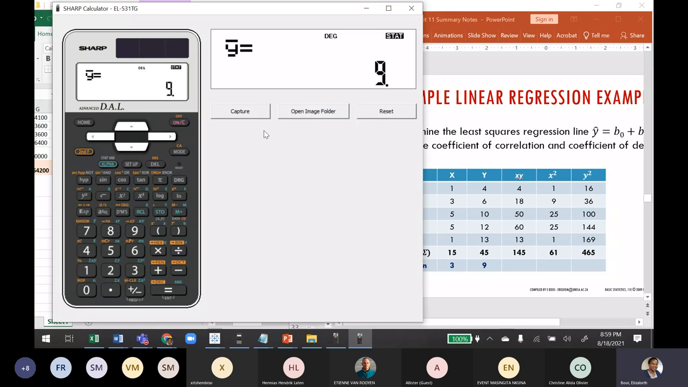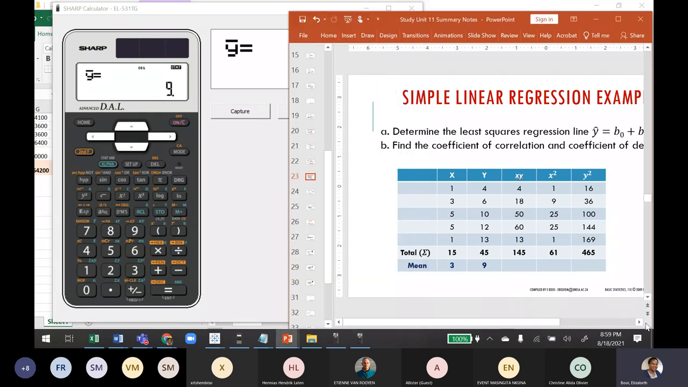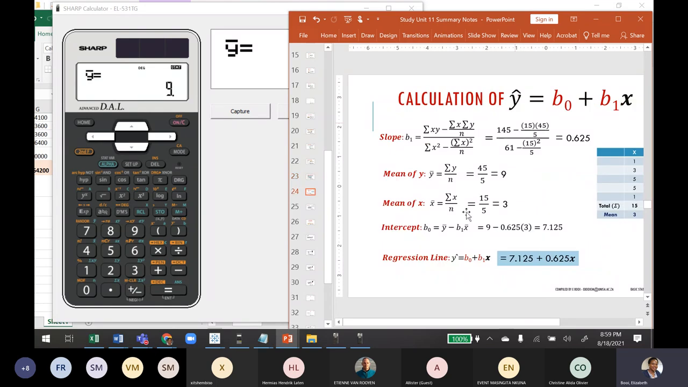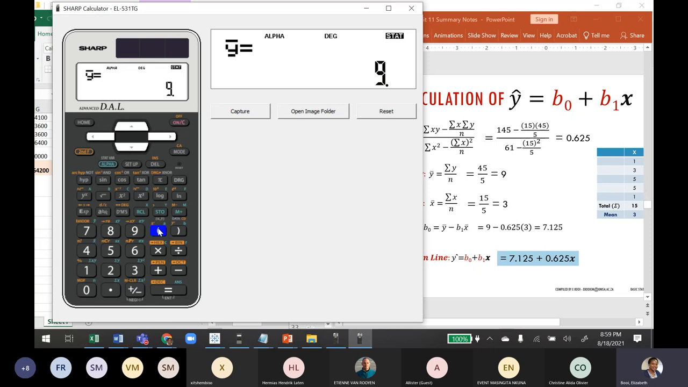So now let's go find the coefficient of correlation. Let's go to the next slide. So let's go find all of this. To do that, alpha A, remember A is the intercept, it should give me 7.125, equal. The slope, which is B, alpha, close bracket, which is B, equal 0.625.